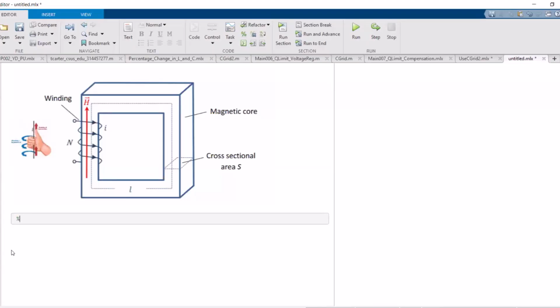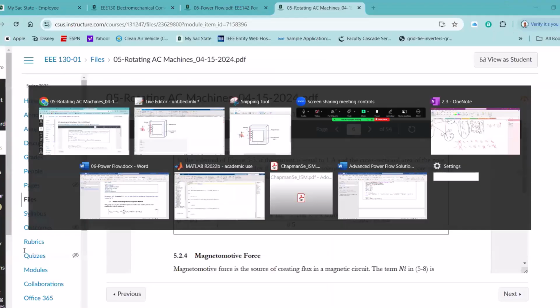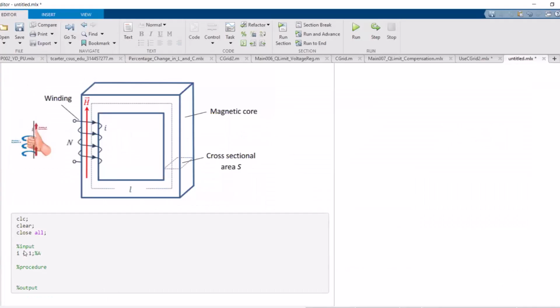So I'm starting, usually, this is a practice that I do. I clear the screen, I clear the environment for every new problem. And if there have been some figures previously in MATLAB, I just close them all. And here I have an input portion, and then a procedure, which goes through the step-by-step procedure, and then an output portion, right? So the input to my problem is the current. So that current is equal to 1. And usually it's good practice to put the units here.